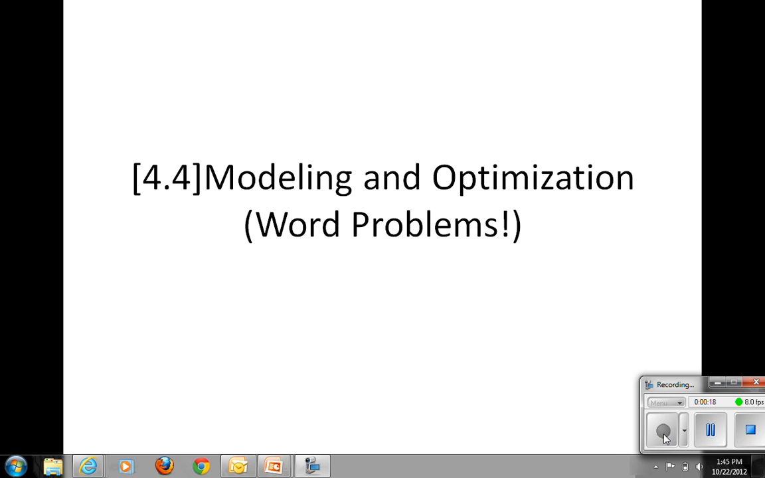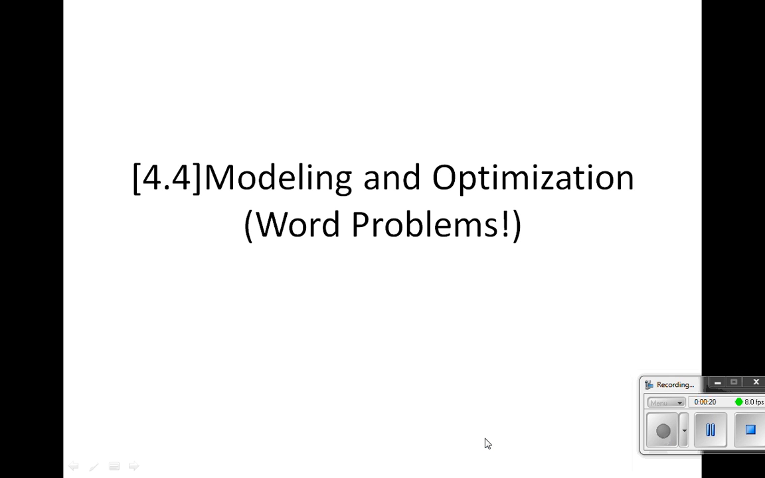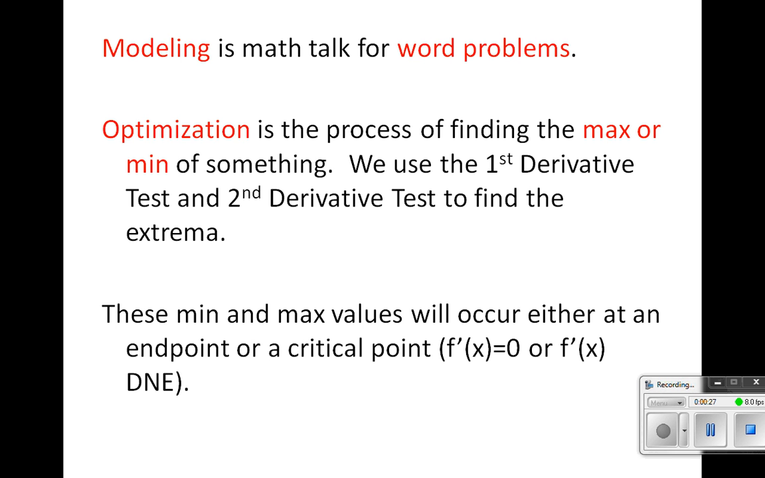So as always, with word problems, the hardest part is trying to get the equations to start with, and then you know what to do. Take the derivative, find where it's 0 and doesn't exist, and so forth. For starters, just some vocabulary. When you hear the word modeling, you always know it's talking about word problems. Optimization is just the process of trying to find the min or the max of something.